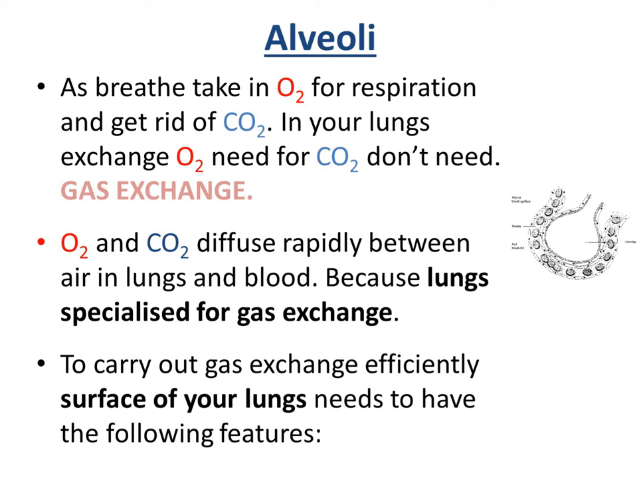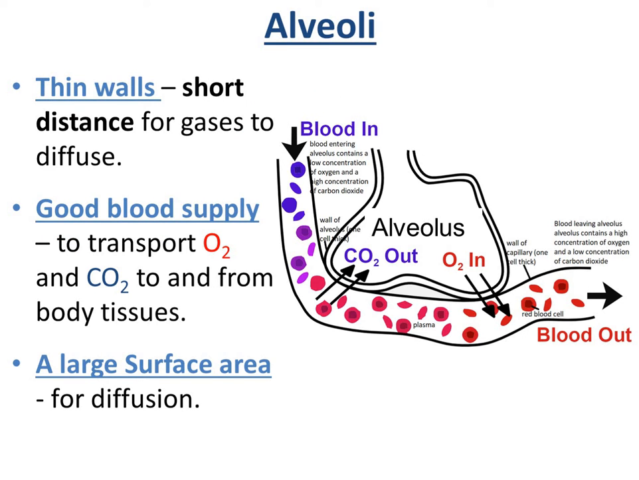Oxygen and carbon dioxide diffuse rapidly between the air in the lungs and the blood because the lungs are specialised for gas exchange. To carry out exchange efficiently, the surface of the lungs needs to have three features. The features of the alveoli which allow it to do gas exchange efficiently are it's got thin walls, so there's a short diffusion pathway for the gases to diffuse. It's got a good blood supply to transport oxygen and carbon dioxide to and from the body tissues, and it's got a large surface area for diffusion.